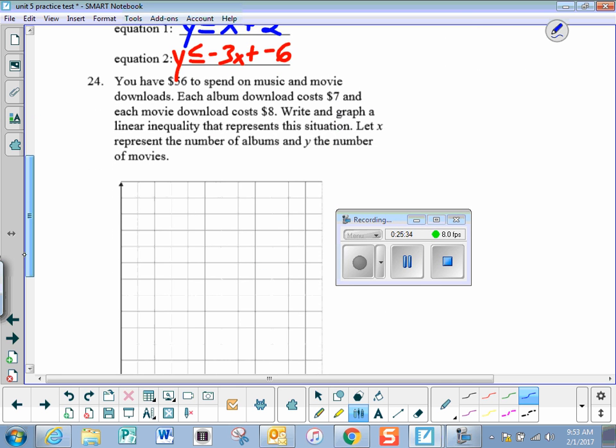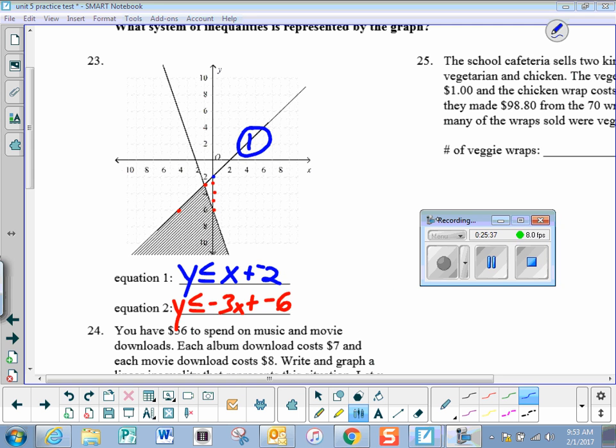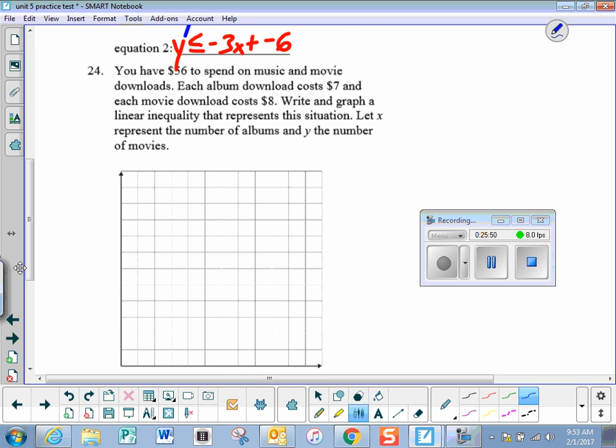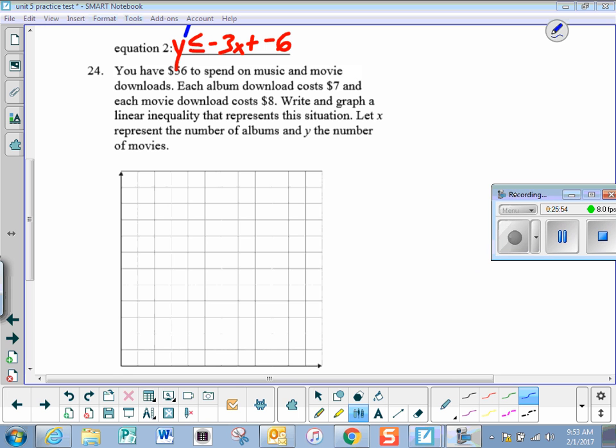This one, I tried to make it nice and simple for you. So it shouldn't be too hard to graph if you did it right. What is my equation? It does say to write and graph a linear inequality. So what is my linear inequality? It is $7 for each album download plus $8 for each movie download, and I need to spend less than or equal to $56.